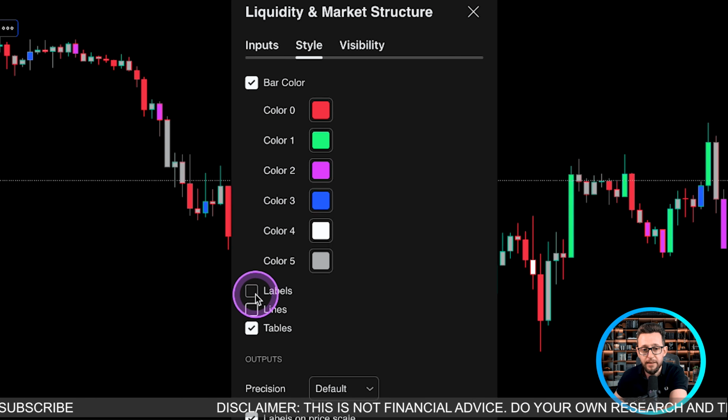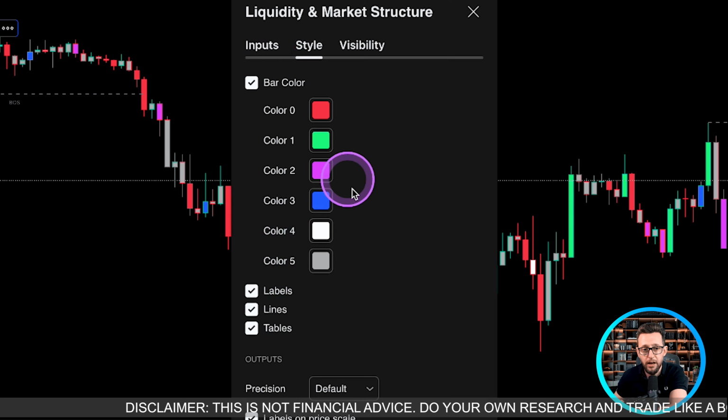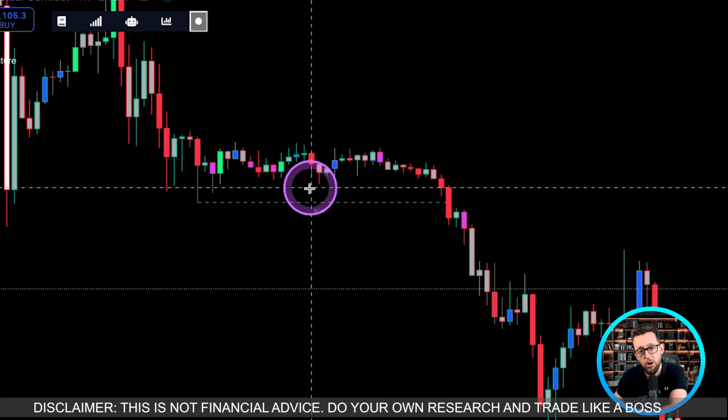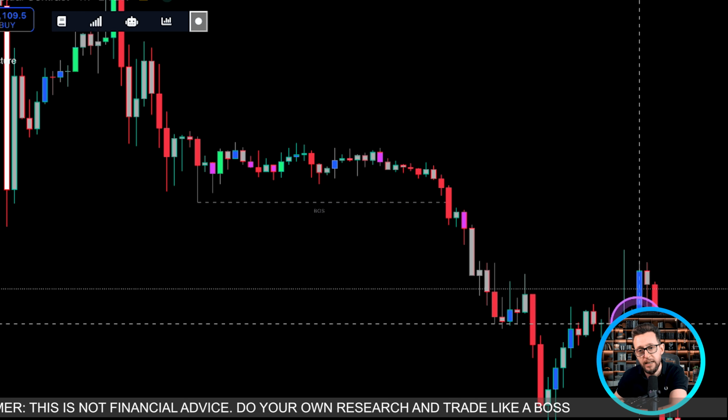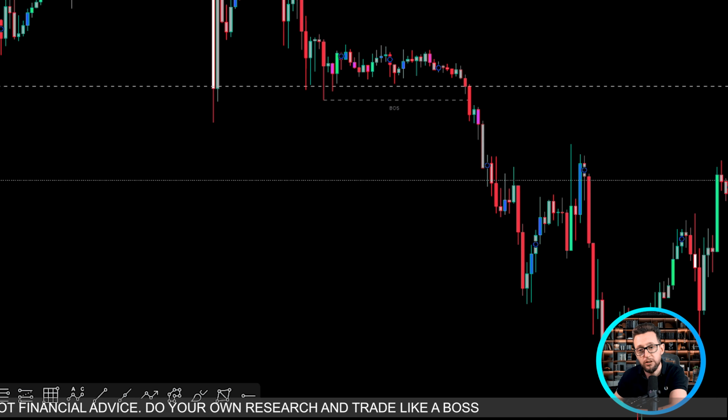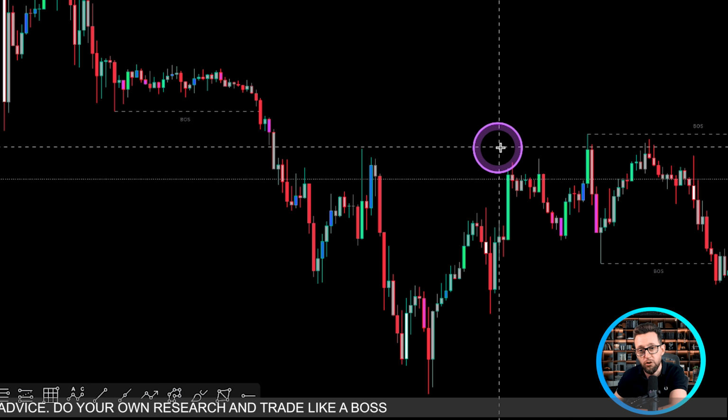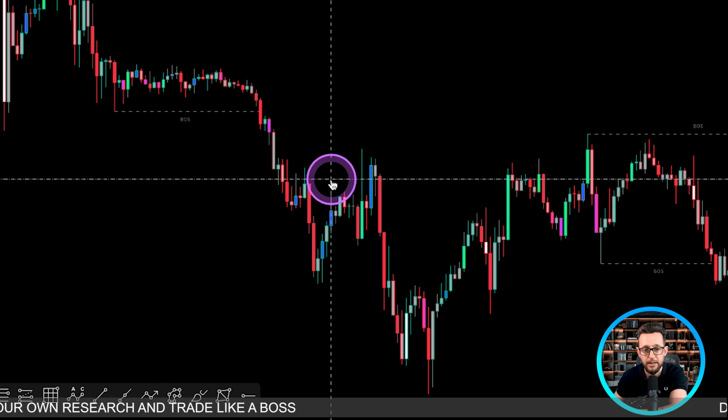But first of all, let's go and add some more of the functions to this actual indicator. First of all, I'm going to add the lines and labels back on. As you can see, I've added some market structure into the indicator here. So you can see when structure is breaking to bearish or bullish to help us find the best entries.